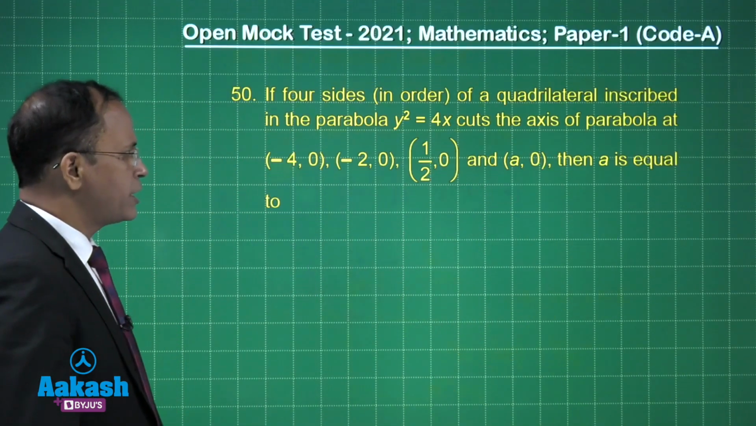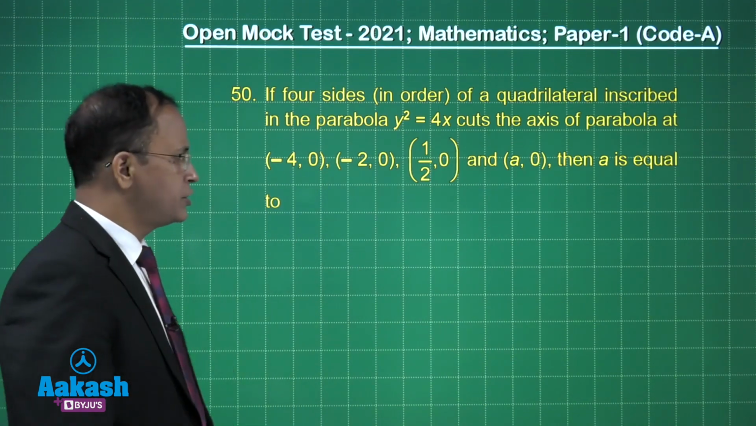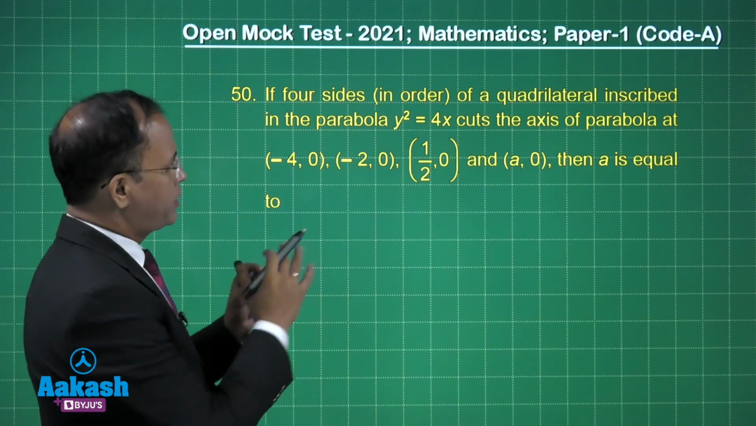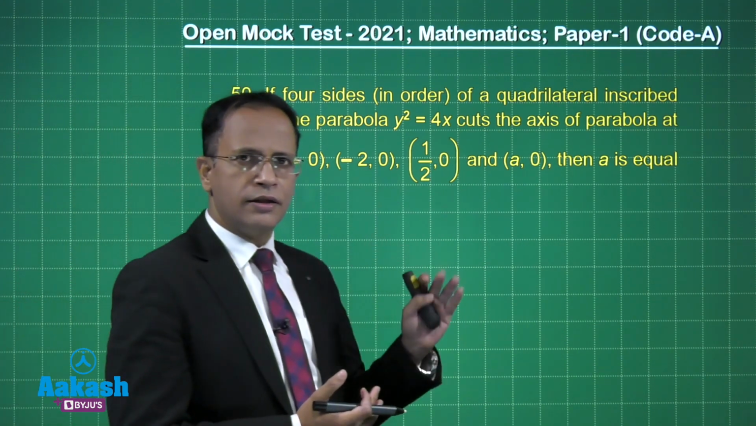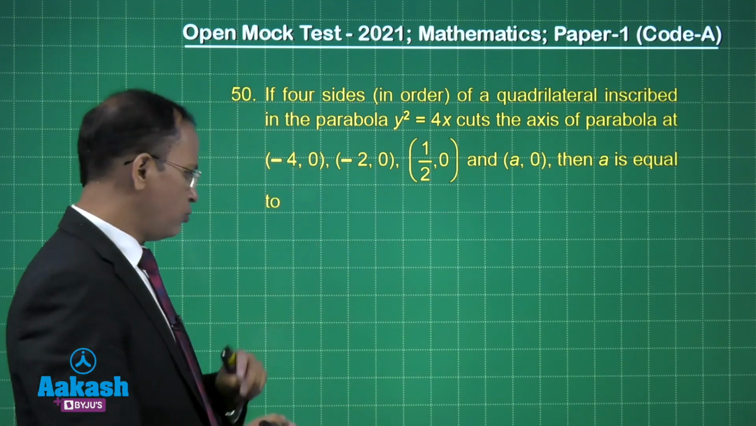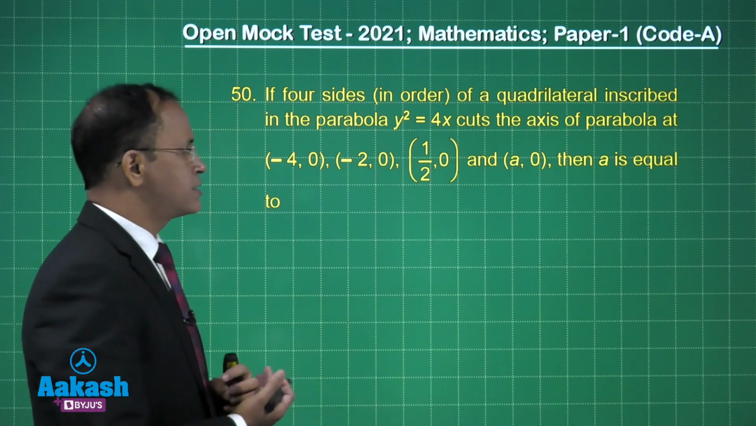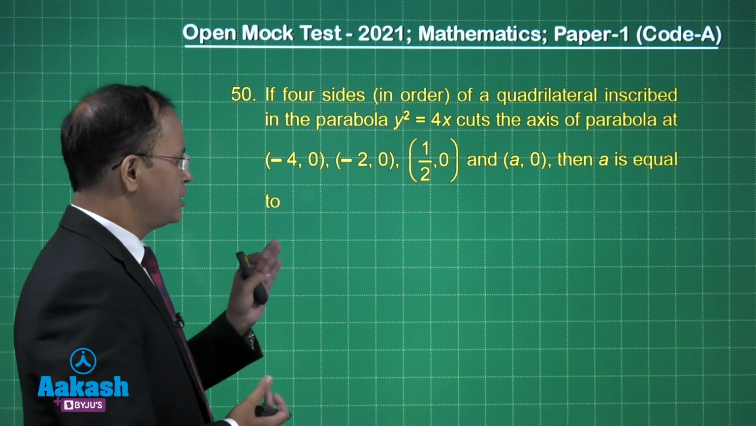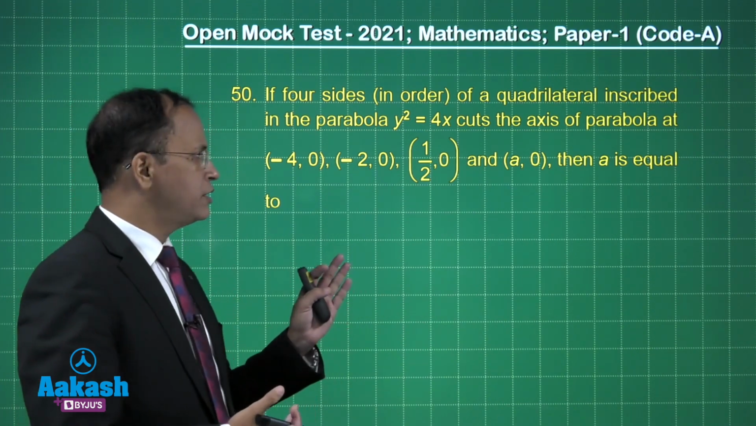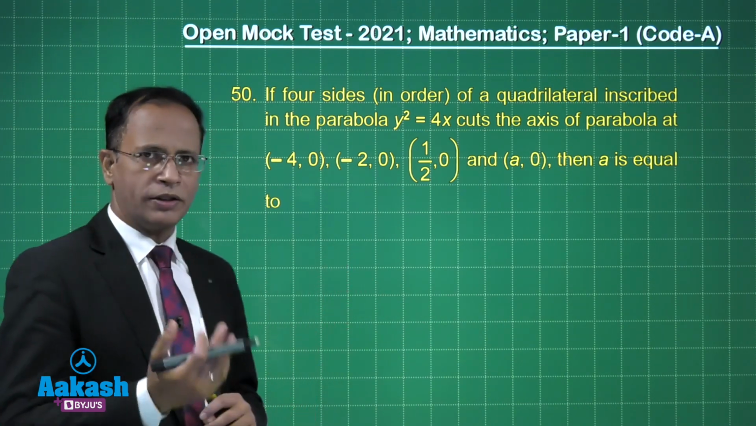Now if I talk about the next one, this is a question based on the parabola. If the four sides, in order, of a quadrilateral inscribed in the parabola y² = 4x cut the axis of the parabola at (−4, 0), (−2, 0), (1/2, 0) and (a, 0), then a is equal to what?